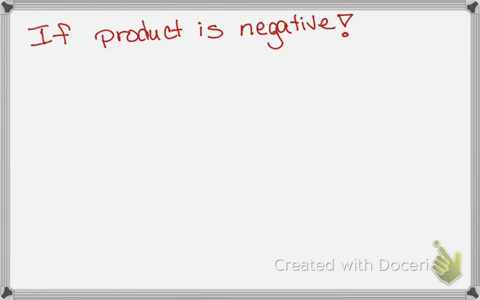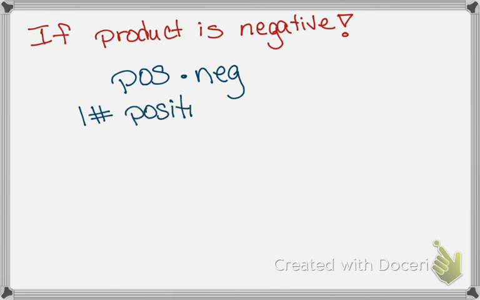I have a positive and a negative. There's no other way. I've got to have one positive and I've got to have one negative. So when I've got a negative product, I'm looking for one number that's positive and one number that's negative. Positive times a negative. That is the only way. So one number is positive and one number is negative.